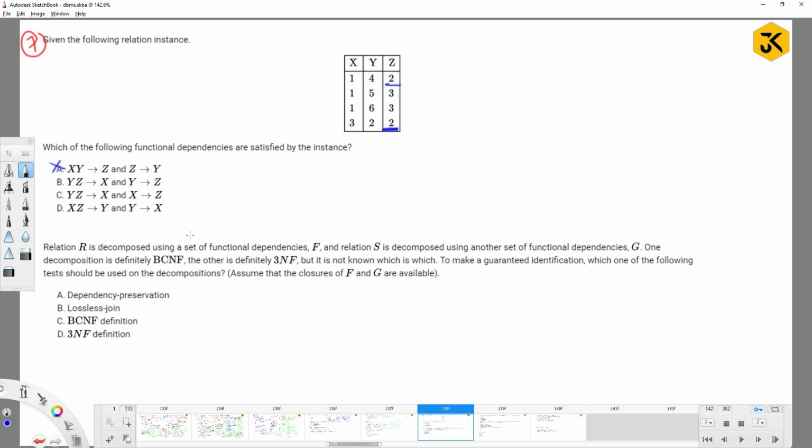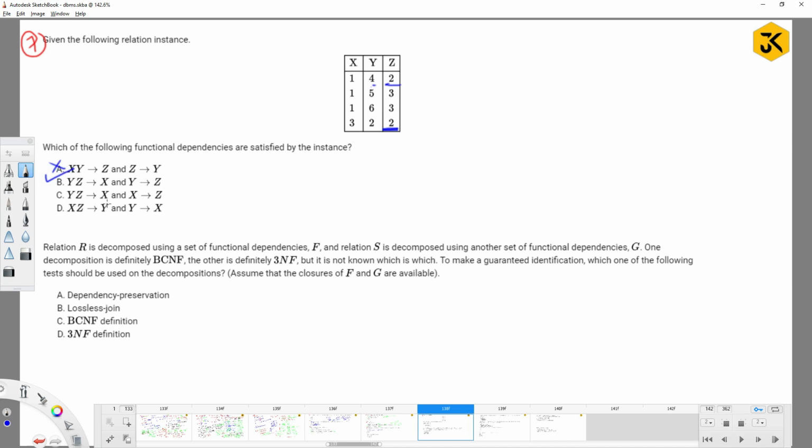What about option B? YZ determines X. YZ is unique. Unique, there is no problem. What about Y determines Z? Again, Y determines Z is unique again. So option B is the true one, right?